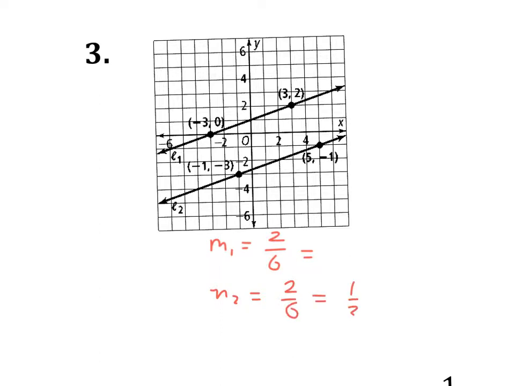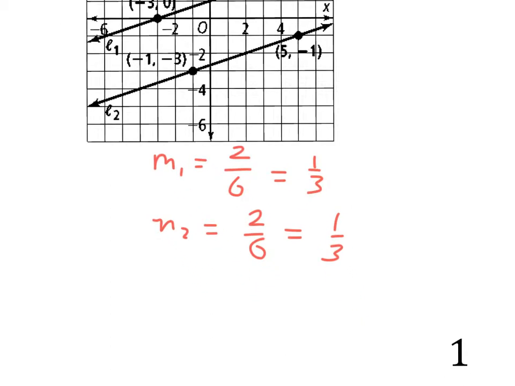For the next one, 2/6 for the first and 2/6 for the second. They both reduce to 1/3. Notice the instructions do not say you have to reduce necessarily. All it's saying is determine if the lines are parallel. And since you got the 2/6 both times, that's enough information to prove the lines are parallel. So we can just say those are parallel.